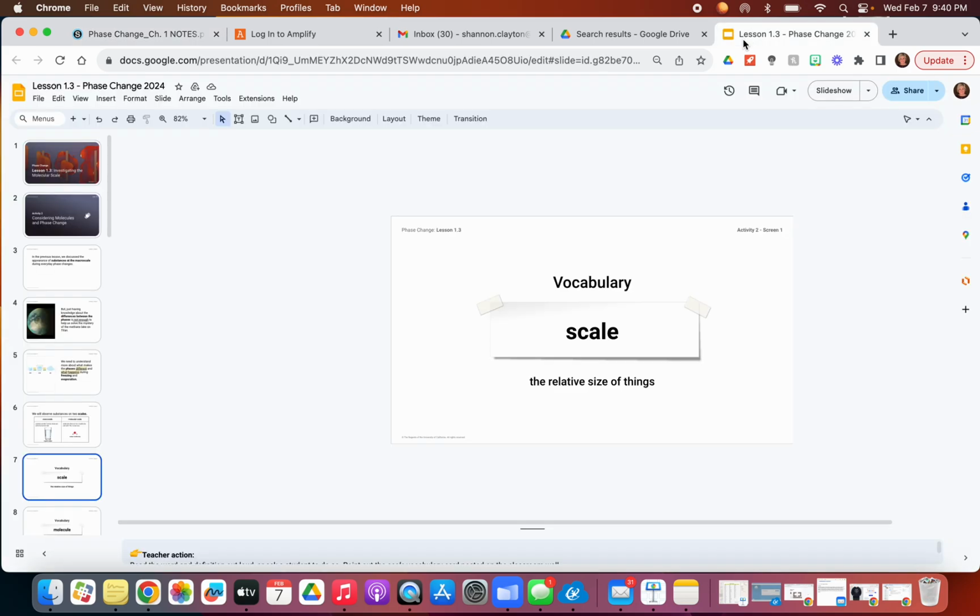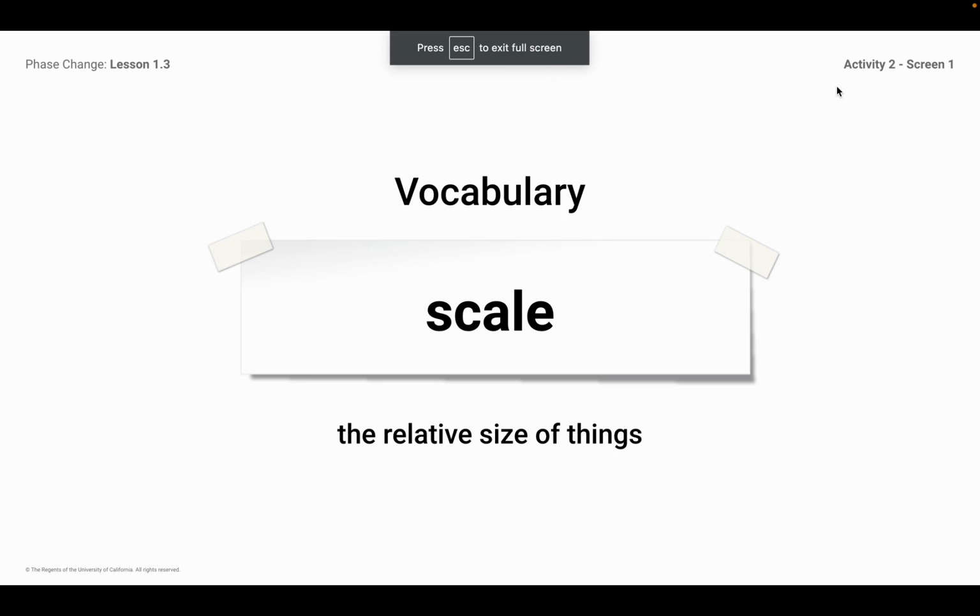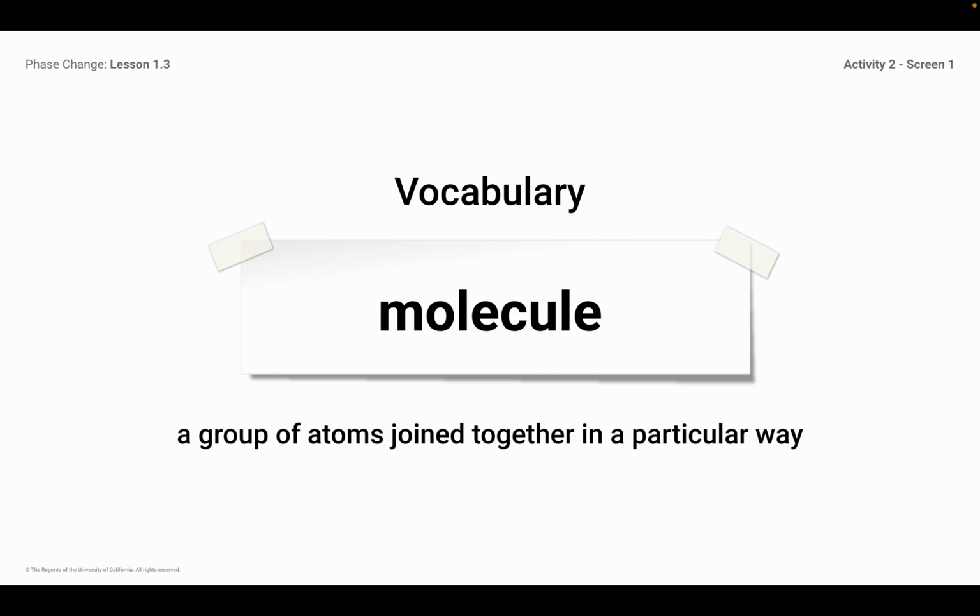Okay, so scale, remember, is the relative size of things. We're looking at 2 different scales, macro scale and molecular scale. And then we're going to talk about the word molecule. Now, a molecule is a group of atoms joined together in a particular way. When you get into chemistry and you start thinking about how atoms join together, there's lots of words that mean kind of the same thing.